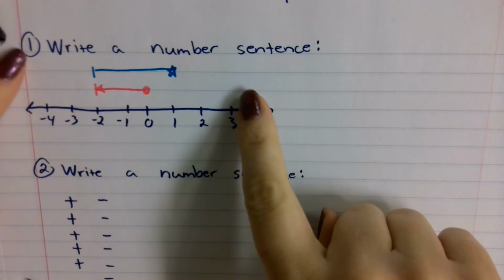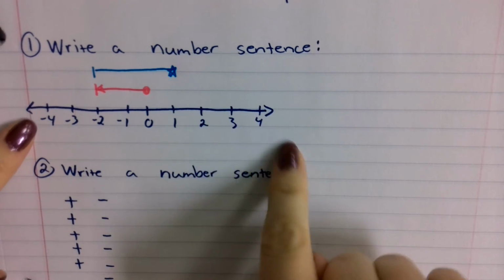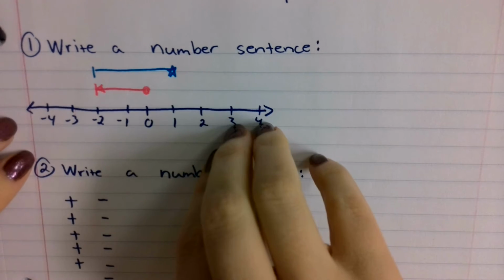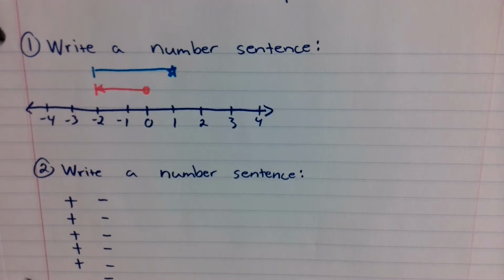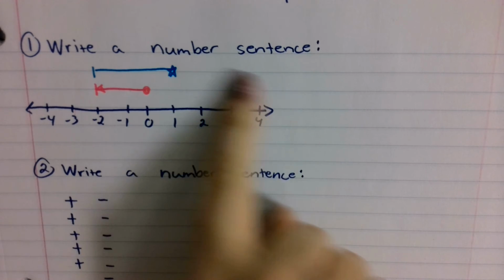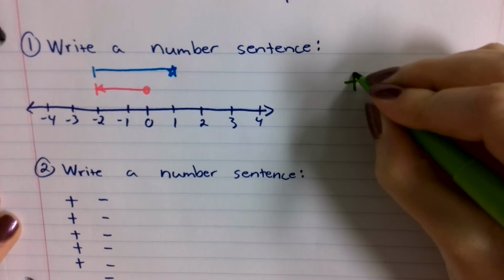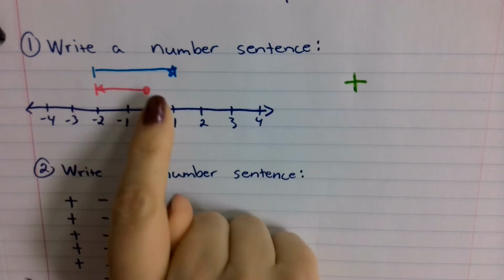Okay, so for problem number 1, we're writing a number sentence based off of the diagram for the number line. Remember, when we start off with the number lines, the only kind of problem that you can do is an addition problem on the number line. These are all addition problems.